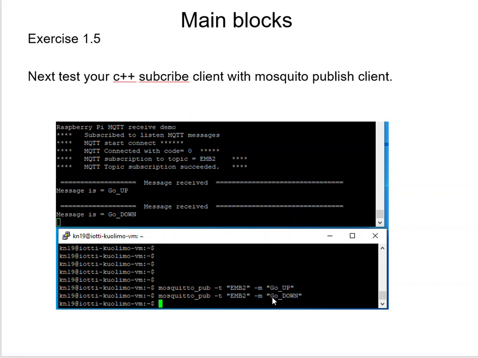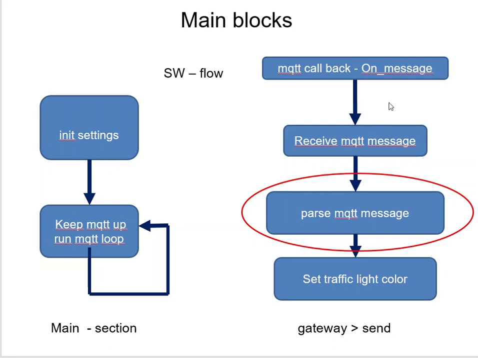If your messages go down, your own client is supposed to pick up the same message from the broker. Now our own message is working. We are able to receive the message, and now we're supposed to be doing something with the message. So next we are going to parse the message.